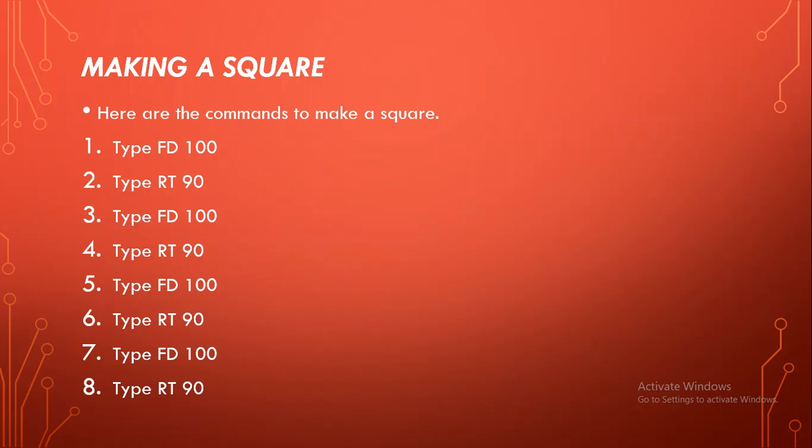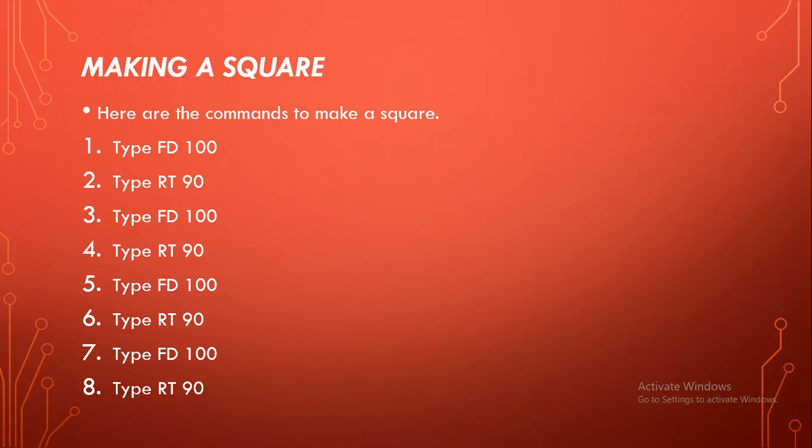This will lead the turtle to move forward by 100 steps. Then you have to type RT 90. By using this command, you can move your cursor in the right direction with a 90-degree angle. Then you type FD 100, which means your cursor again moves in the forward direction for 100 steps. Then again RT 90, which means a right turn with 90 degrees.